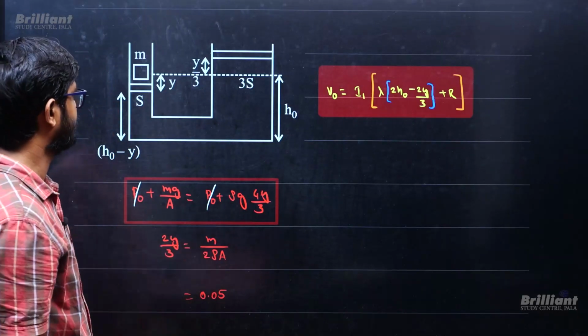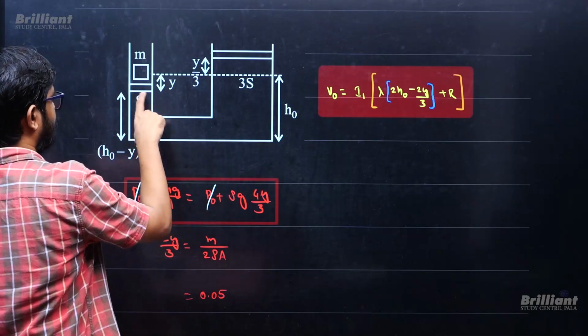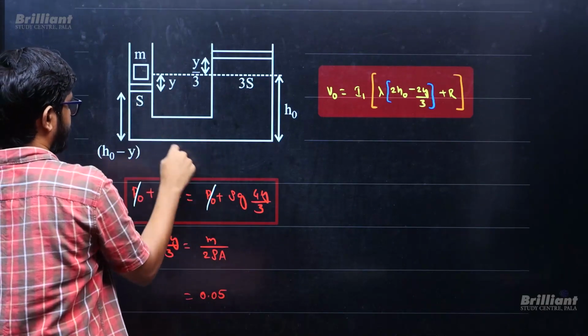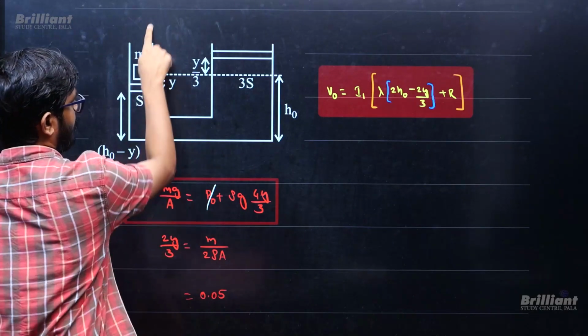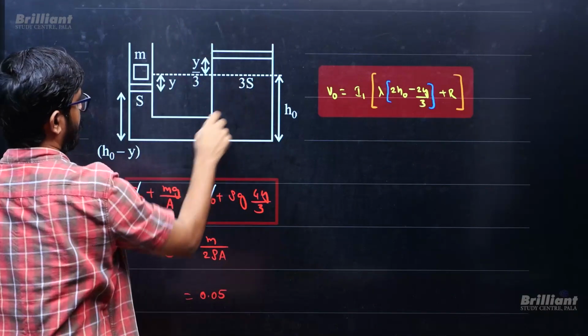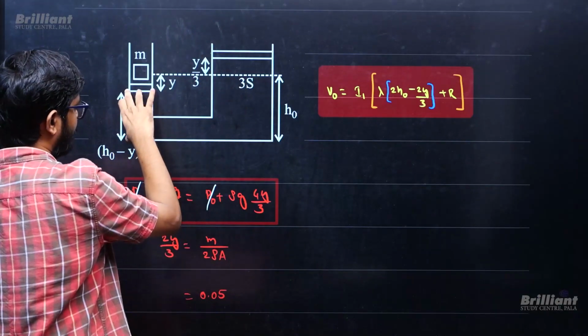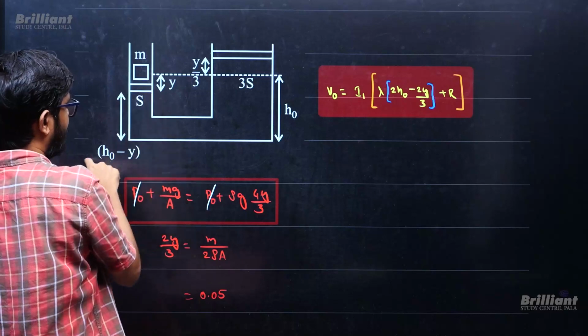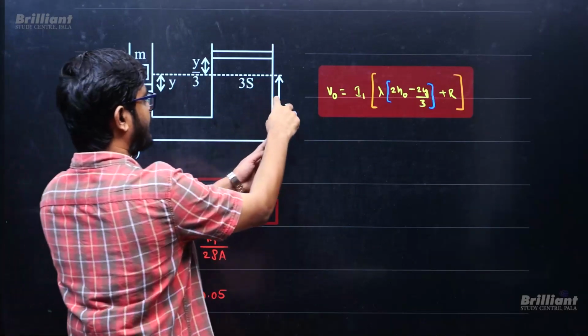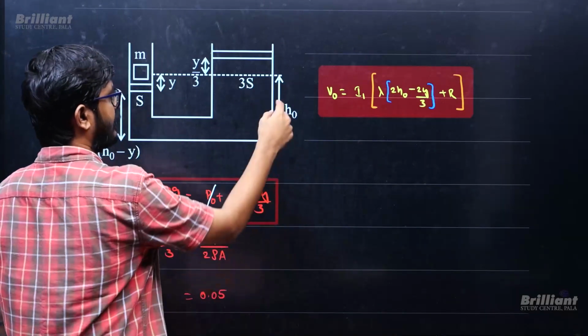Now why I am doing this, I will explain. Now current is going to flow like this. Ammeter. So this resistance is going to become now less. How much resistance it is going to become? Lambda into H0 minus Y. This resistance is going to become more. How much is it? Lambda into H0 plus Y by 3.